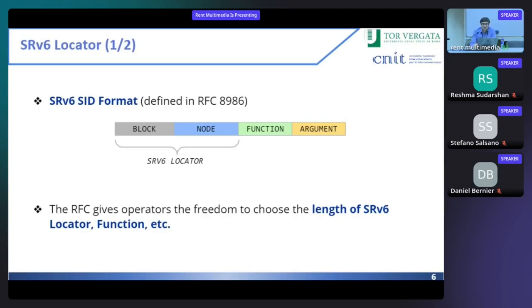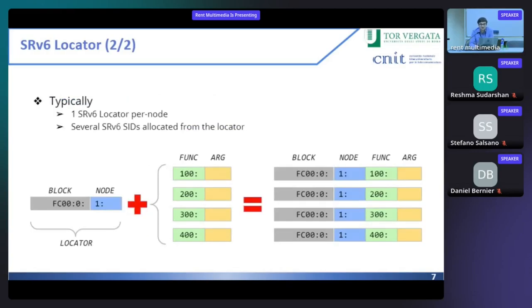The block part and node part together form the so-called SRv6 locator. The RFC does not specify how many bits these parts should be, so it gives the operator the freedom to choose the length of the locator, the function, and the argument. Here is an example of how you can allocate SIDs. Typically, you allocate one locator on a node, and then from this locator, you allocate several SIDs. For example, you have a locator FC00:0001, and from this locator, you have SID 1, SID 2, SID 3, several SIDs. All these SIDs will share the same block and node parts, but they will have different functions and arguments.